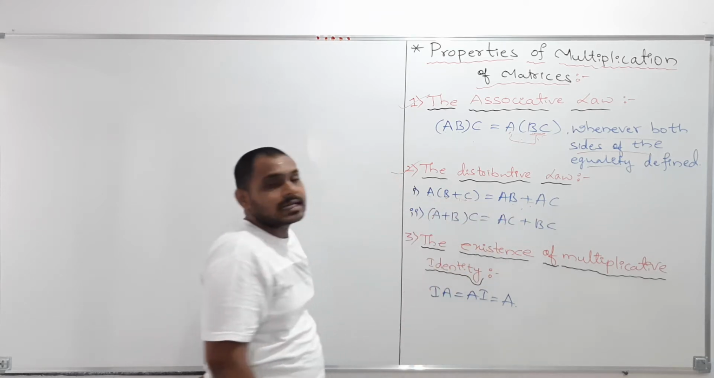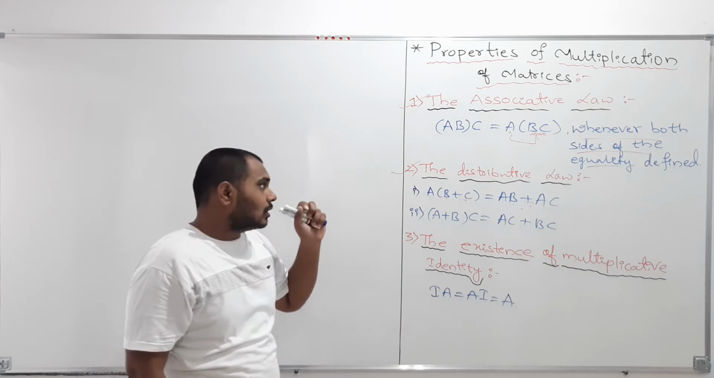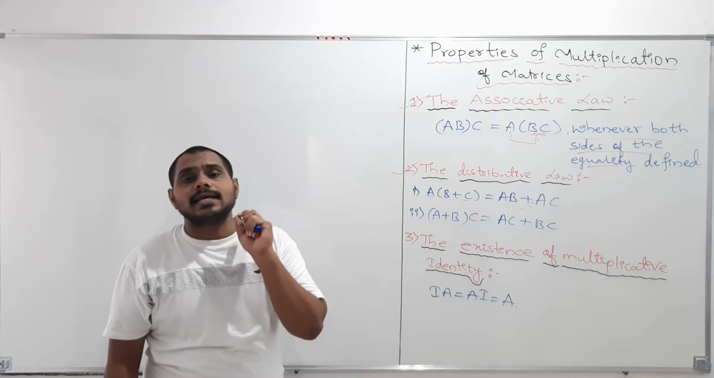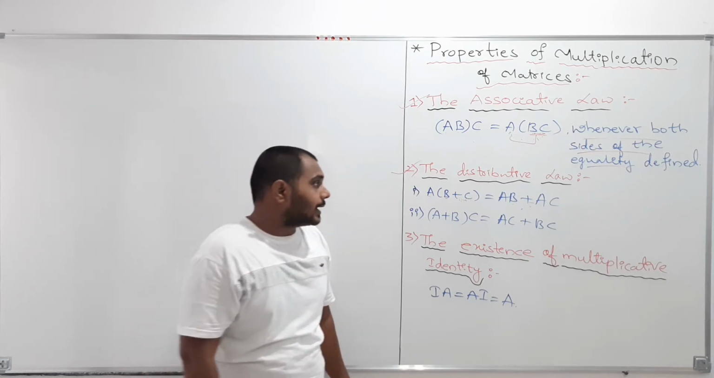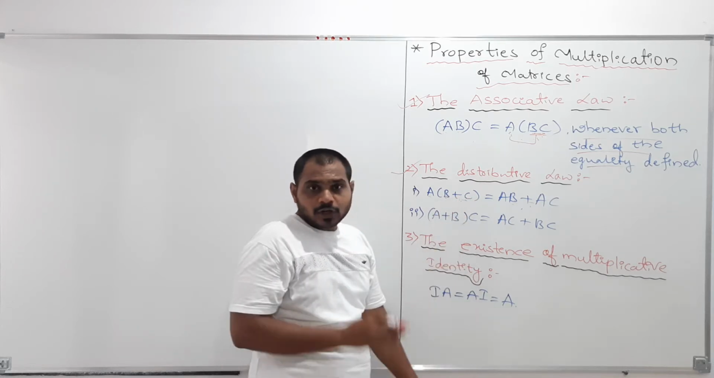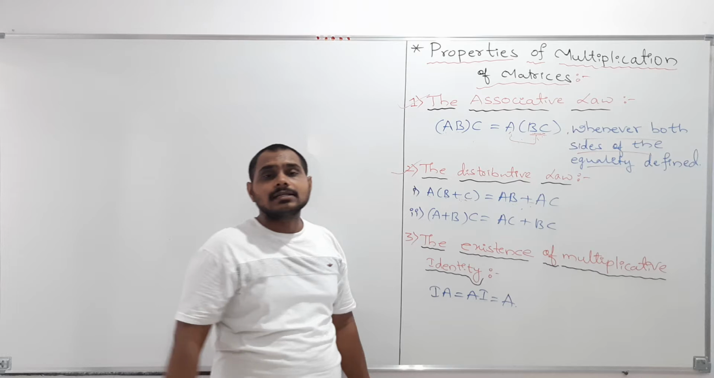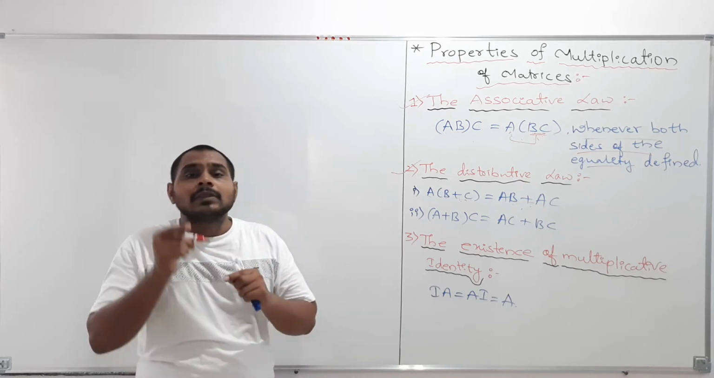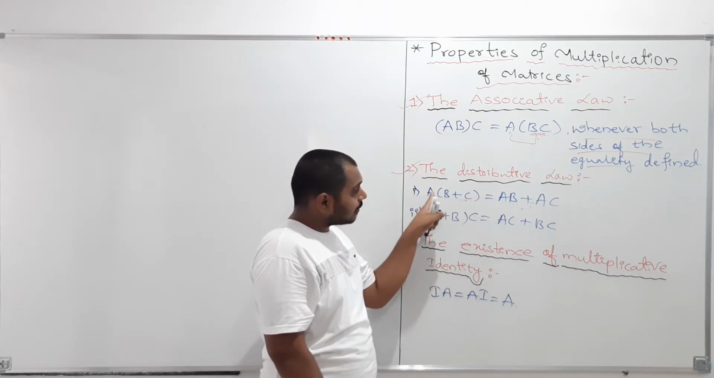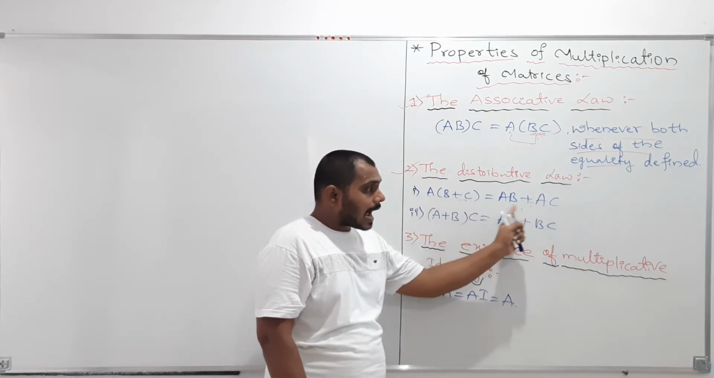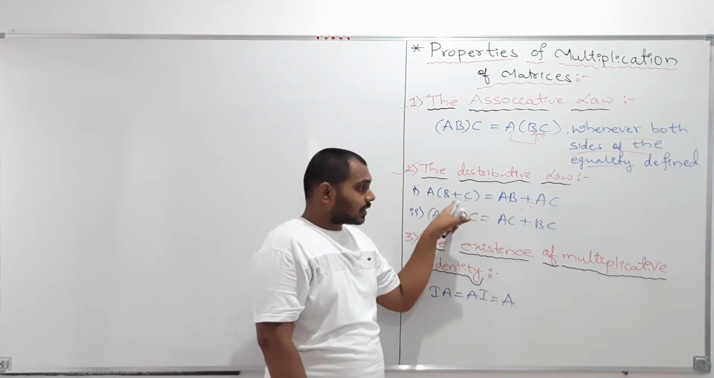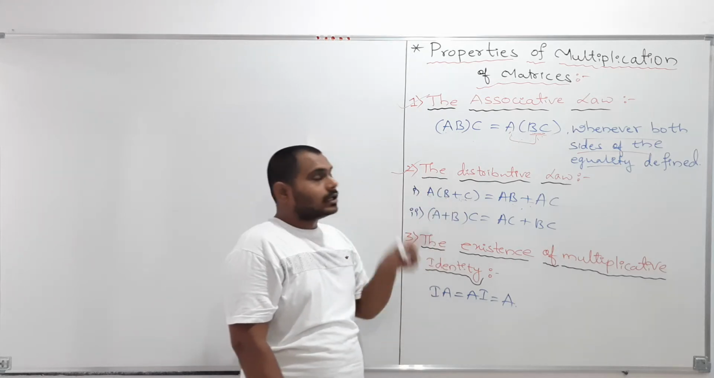So this, we can call it the distributive law. So what it indicates: if we have three matrices A, B, C, my dear students, then A into (B plus C): first we add B plus C, and if I multiply that value with the matrix A, whatever answer I am getting, the same answer I will get if I multiply A and B, then multiply A and C, and add these two values. Whatever matrix I get, the same value I am getting as I got here. This is the distributive law.